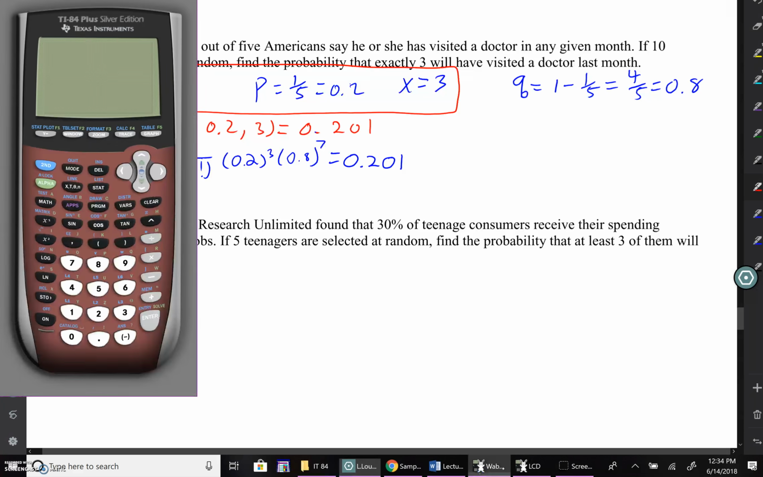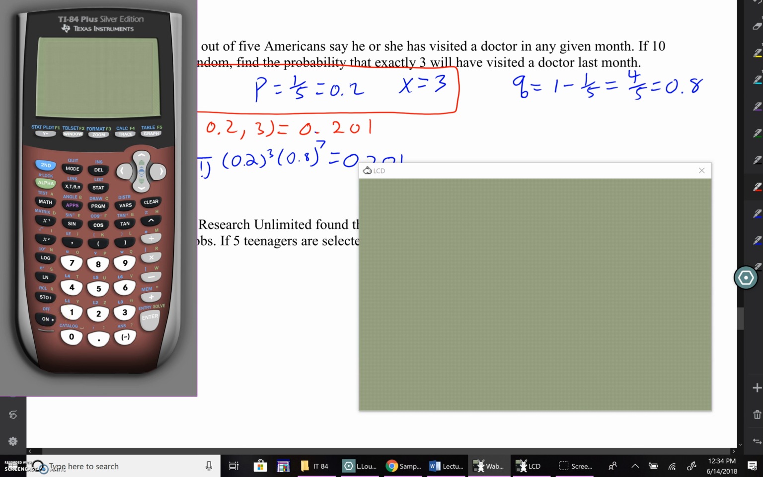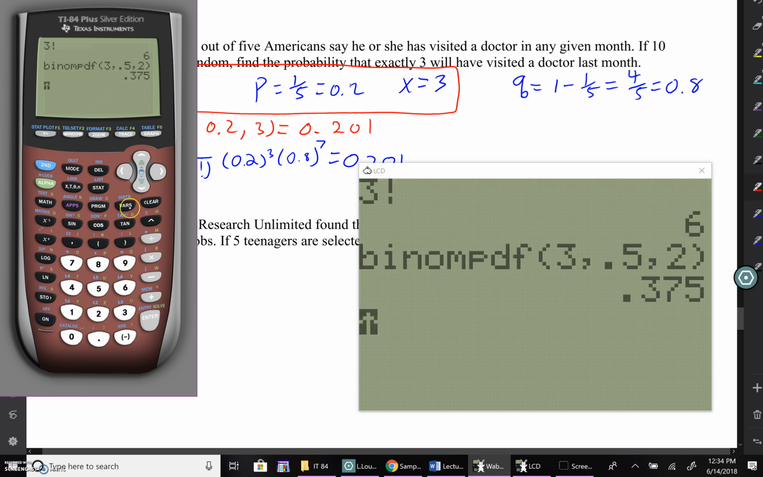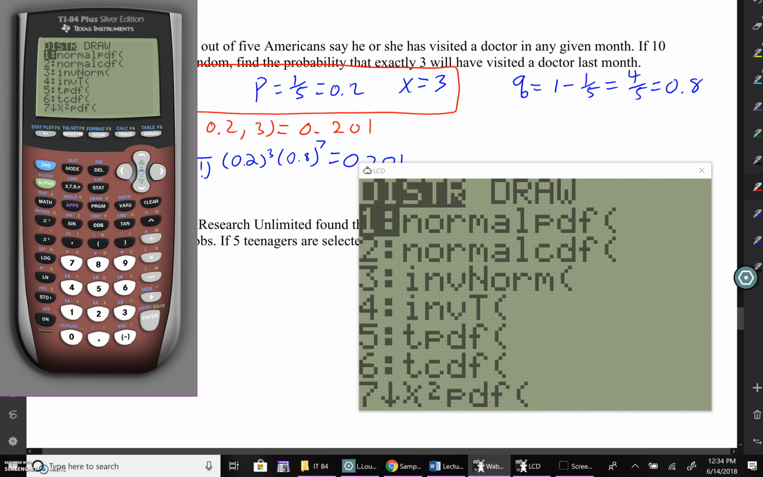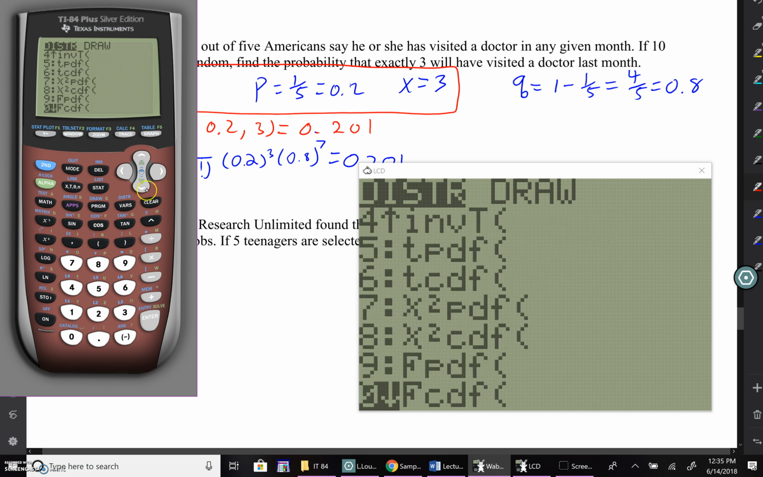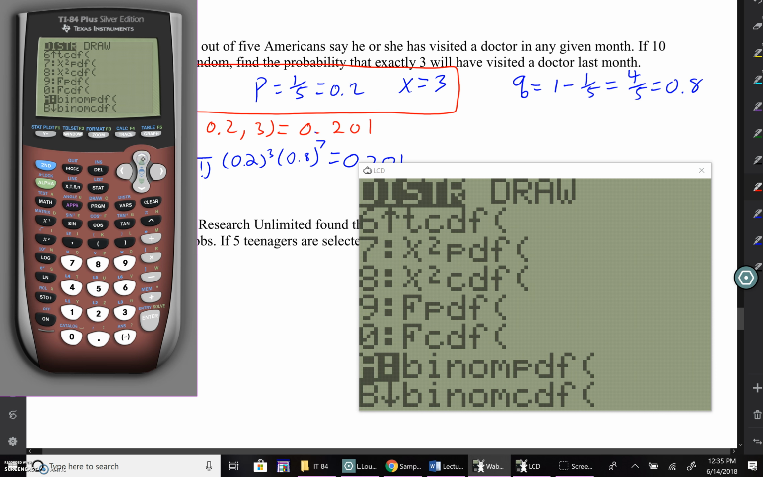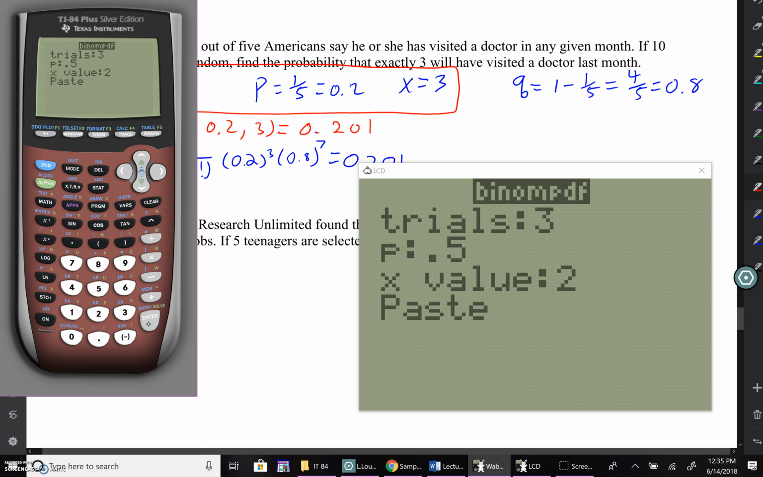Yeah. So we're going to go back to second var. So we get into the distribution. Then I want to scroll down till I get to A, or at least it's A on mine, wherever it says binomial PDF. And then I need to tell it that I have 10 trials, 0.2 for my P, and I'm looking at exactly 3 of them.